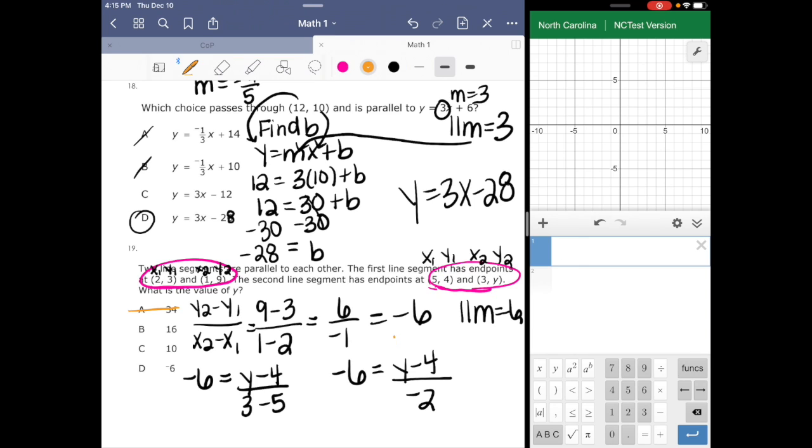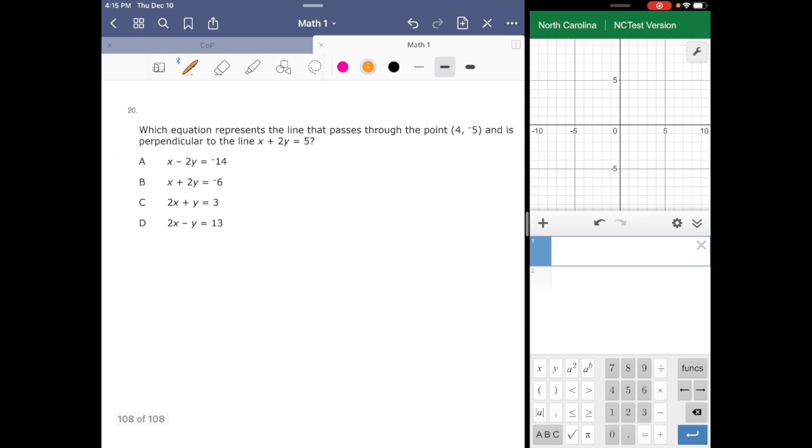So that doesn't work. All right, so then I try the next one. 16 minus 4 is going to give me 12. 12 divided by negative 2 does equal negative 6. So the answer is B.